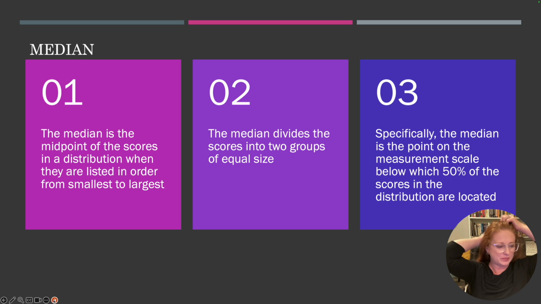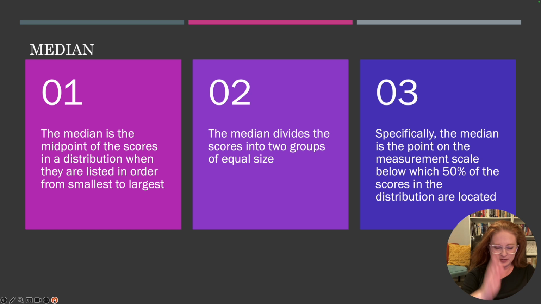Switching gears a little bit. So up until now we've been talking about mean. Let's do median. The median is the midpoint of the scores. So in any distribution, median is the midpoint, as long as they're listed right in order, smallest to largest or largest to smallest, doesn't matter. Number 2, the median divides the groups of scores into 2 equal sides, right? Half on this side, half on that side. Specifically, the median is the point on the measurement scale below which 50% of the scores are located, and on the other side, 50%.